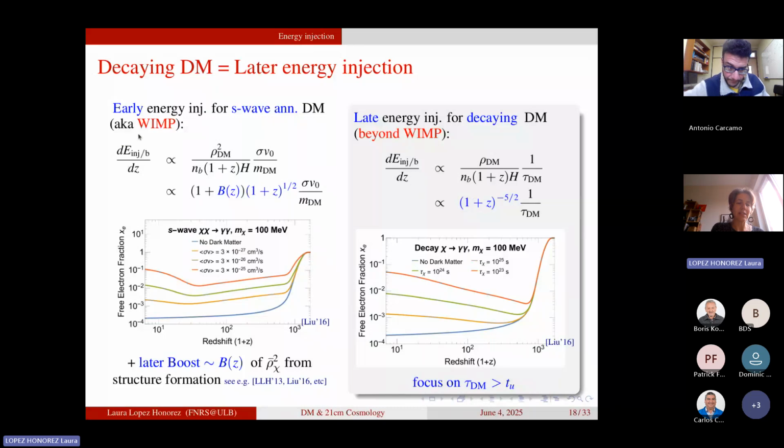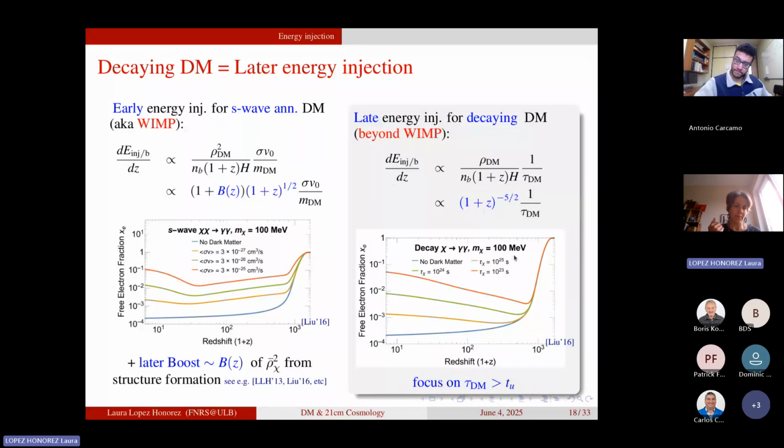If I was looking at energy injection from dark matter annihilation, this goes as rho squared, meaning that I change the power in redshift, and I get a dependency that goes as 1 plus z to the power plus 1/2. The main difference you should be looking at is that one goes as a positive power of redshift, the other as a negative power of redshift. This means in particular that dark matter annihilation is already affecting probes at high redshift in a very efficient way. This is not the case for dark matter decays. It's essentially a late energy injection.